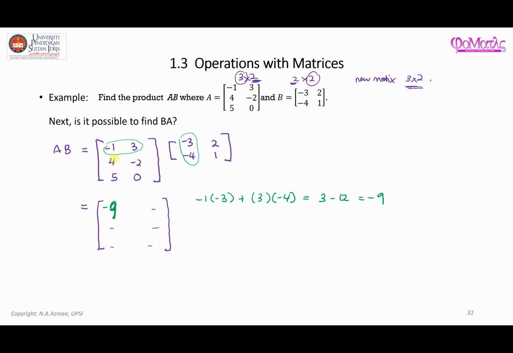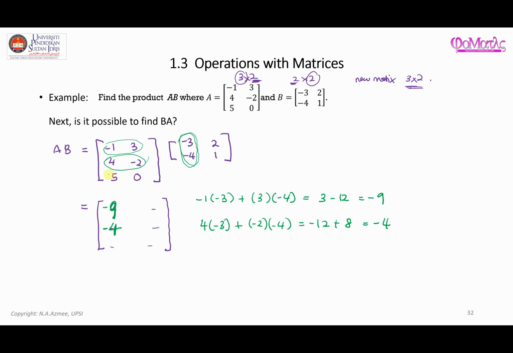Next we're going to consider the second row with the first column, so the result will be at this position. Here we have 4 times -3 plus -2 times -4, and the result is -12 plus 8, which is just -4. So the result here is going to be -4.